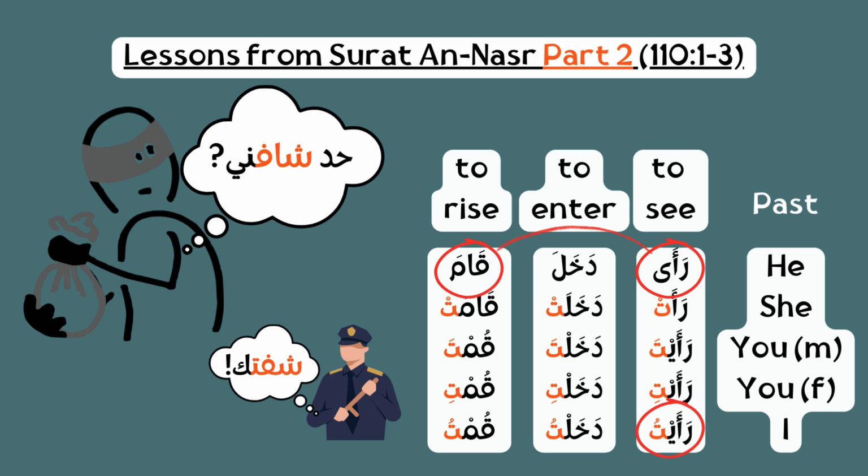Without focusing too much on the verb qama, which is to rise, you might notice that in the derivatives of this verb, the alif disappears. Like when you say I rose, qumtu, where's the alif? There are certain letters like alif, waw, and ya, which I think they call hollow letters. They disappear in some derivatives, so let's not worry about that too much now.